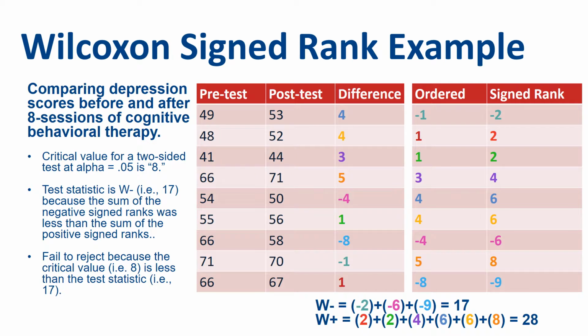And then the sum of the ranks for the positives is 2 plus 2 plus 4 plus 6 plus 6 plus 8, which is equal to 28. And so the smaller of those two, remember that's how we determine the smaller value from step 4 and 5, is 17. And so in this case, we fail to reject because the critical value is less than the test statistic. And remember, in order to reject the null hypothesis, the W, whichever of the two is smaller, has to be less than or equal to the critical value, which you find in the textbook.